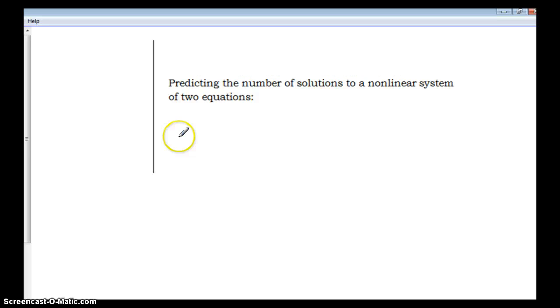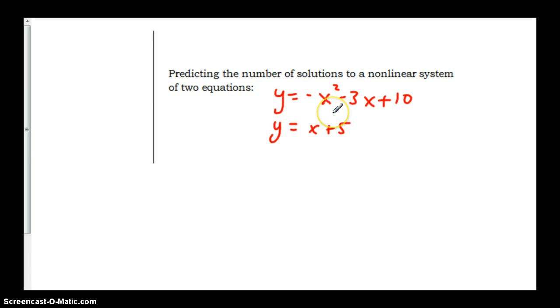I want you to think about predicting the number of solutions to a nonlinear system of 2 equations. So anytime you have a system of equations, you're going to be able to kind of make a prediction based on what you know about these equations. So let's say you have a system where you have a parabola with the equation of y equals -x squared minus 3x plus 10, and a line y equals x plus 5. And you can predict the number of solutions.